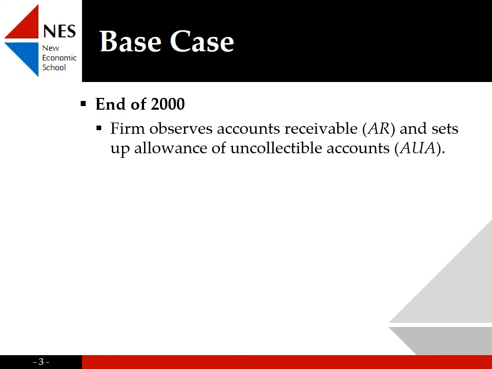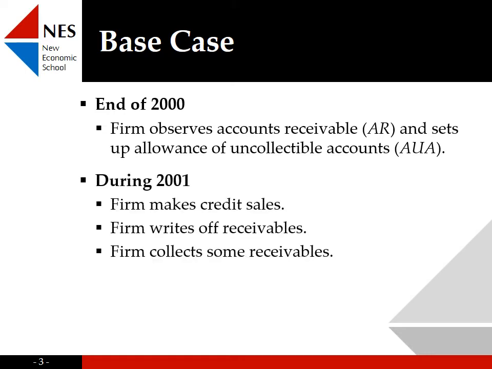We will divide the problem into three phases. The first phase will observe the company at the end of year 2000, when the company measures its receivables and sets up the allowance at the desired level. The second phase will observe the company in the year 2001, when the company will make three kinds of transactions. First, it will make credit sales, then it writes off some receivables, and finally it collects some receivables for cash.